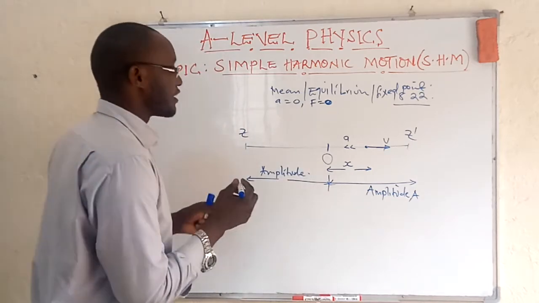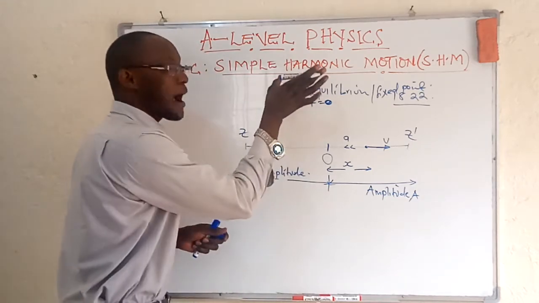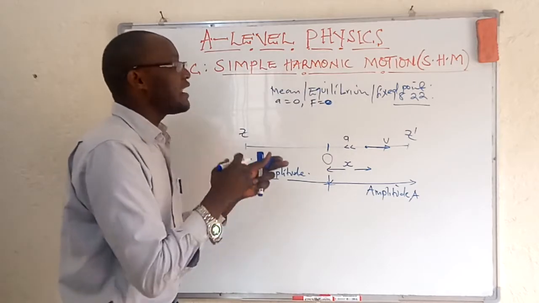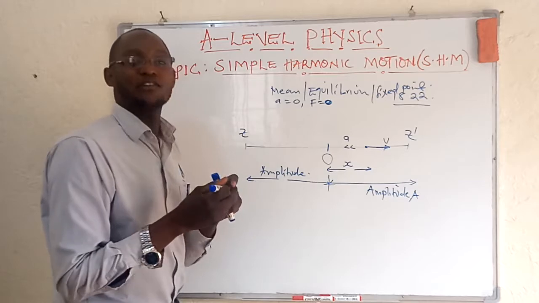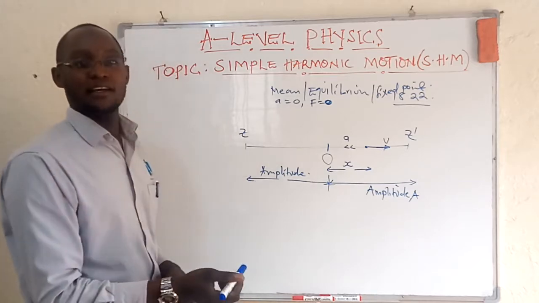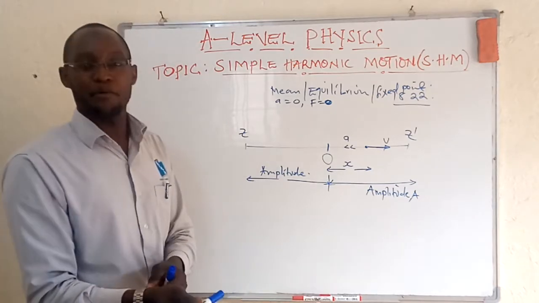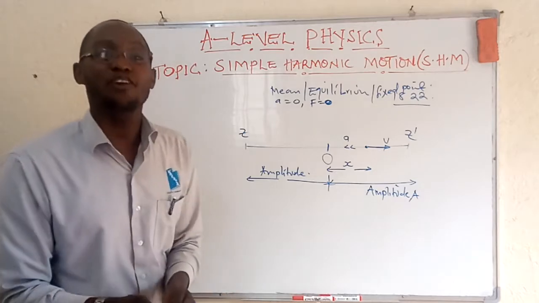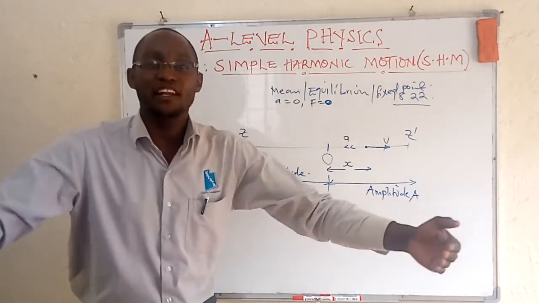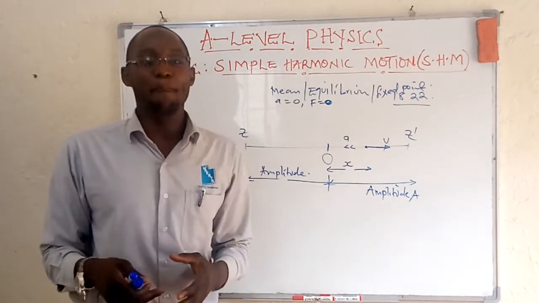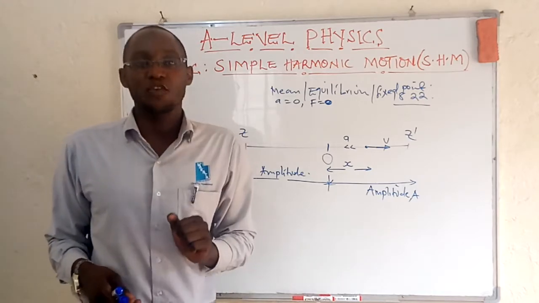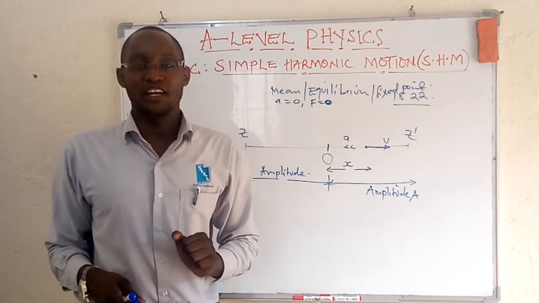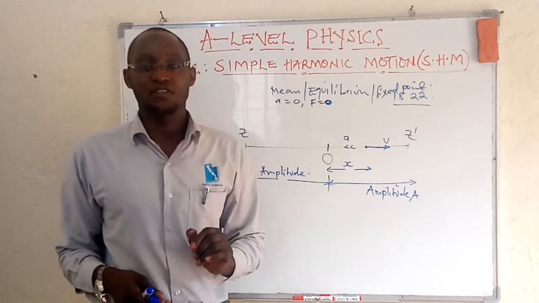So what are we saying? We are saying that a simple harmonic motion is an oscillatory motion. We are going to see the difference between oscillatory and periodic. I know some people have been defining it as a periodic motion. We are going to discover today that all oscillatory motions, yes, they are periodic, but not all periodic motions are oscillatory. Oh, that is very interesting. I hope you are noting down these words.